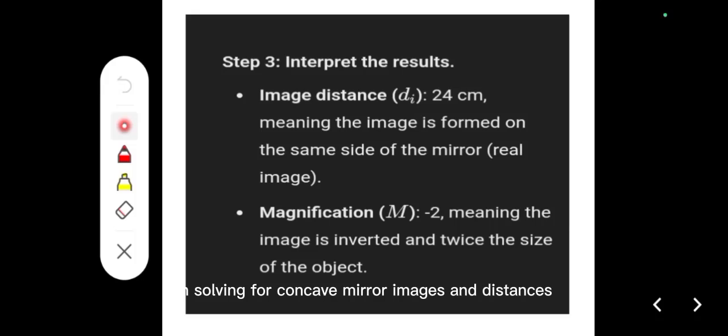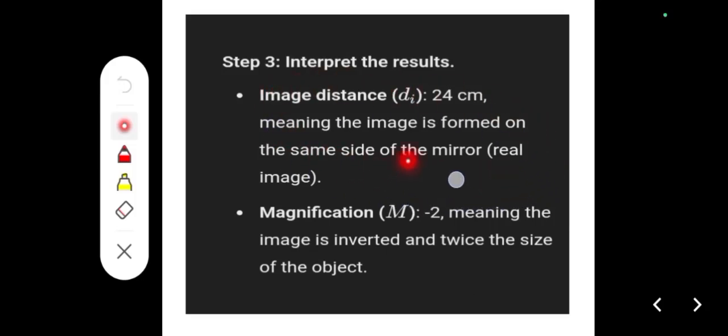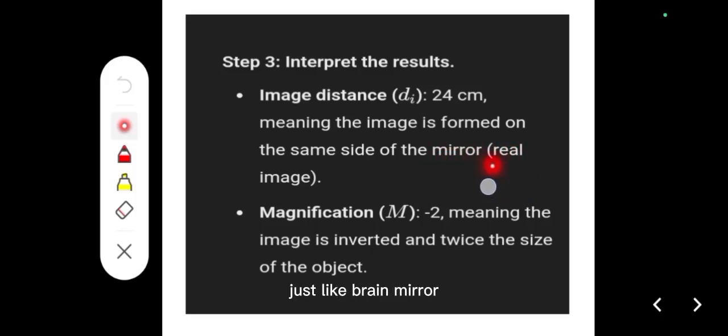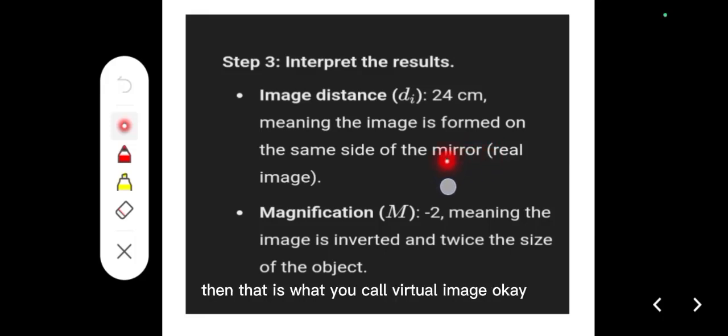So for image distance, the answer is positive 24, meaning the image is formed on the same side of the mirror. So the image is formed in front of the mirror. And since the image is in front of the mirror, this type of image is called the real image. You might be asking, sir, what if the image is formed behind the mirror, just like a plane mirror? If the image is formed behind the mirror, then that is what you call a virtual image. So it's opposite from a real image.